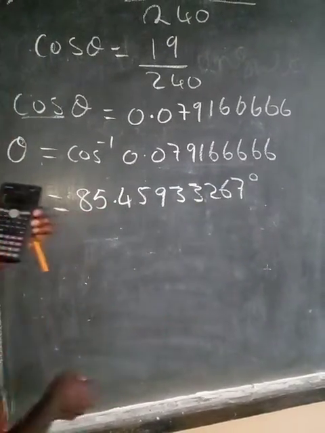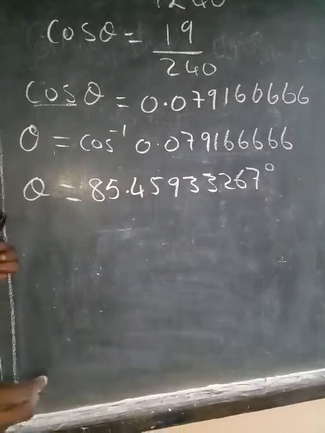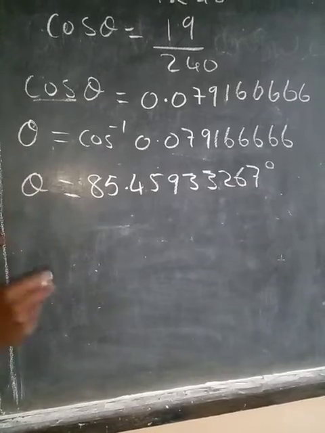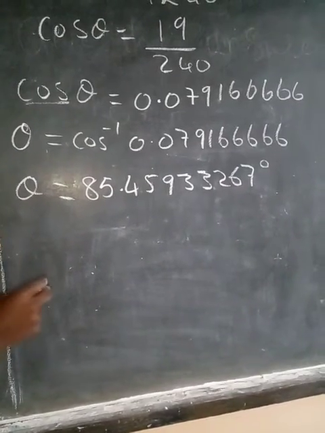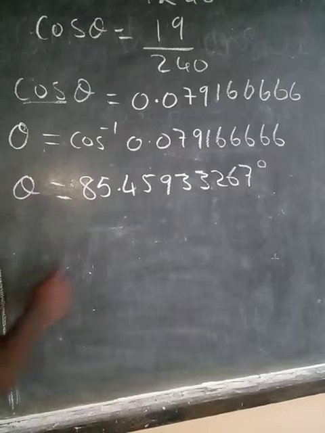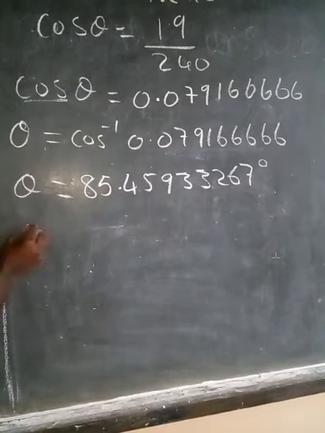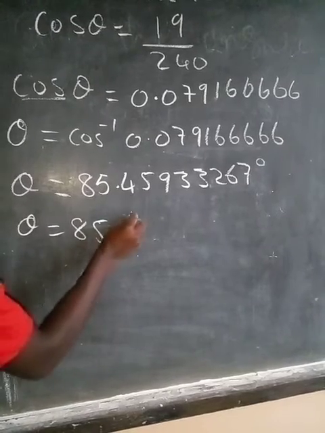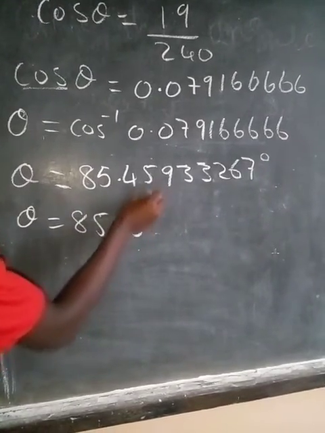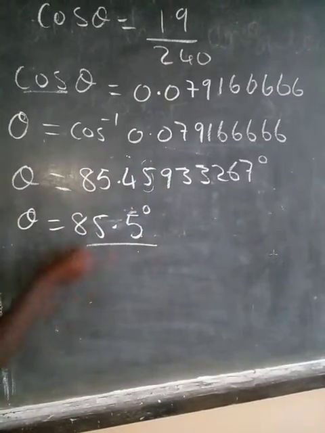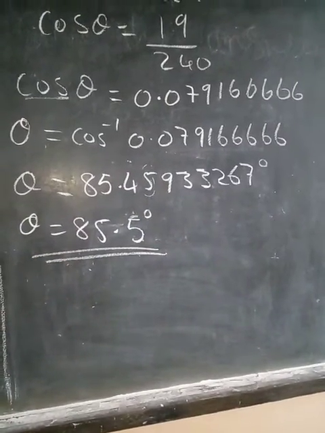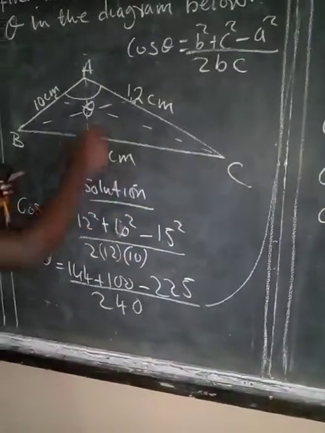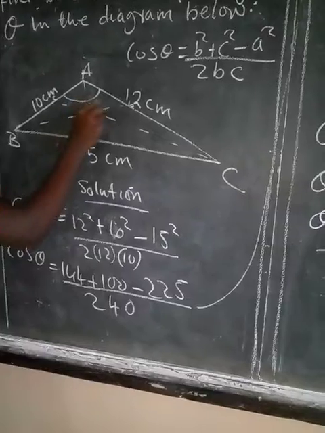85.459332667 degrees. But in the Zambian curriculum and in your grade 12 paper, we have learned that you should always leave your angles in one decimal place. So you don't write the whole angle like this, but you leave it in one decimal place. So angle theta is going to be 85.5 degrees, because we round off this to 0.5 degrees. Therefore, this will be the angle theta. It means that we have answered this question, where we are told to find angle theta.